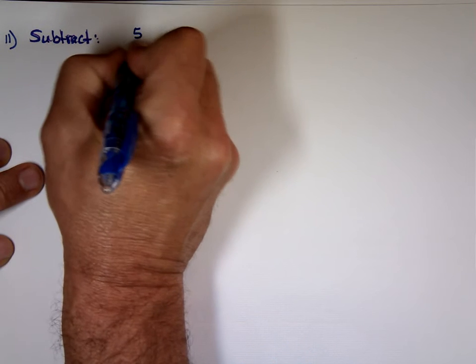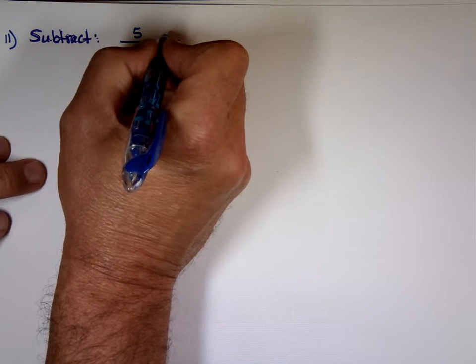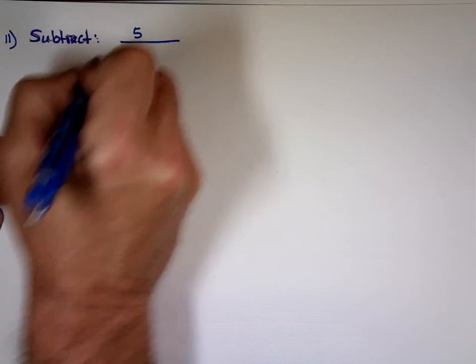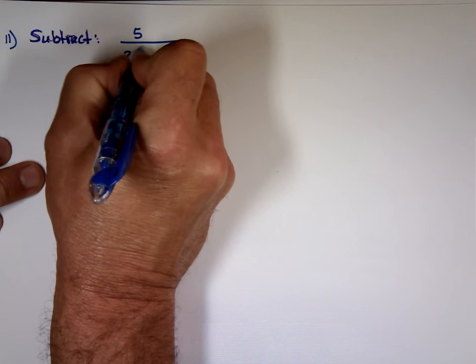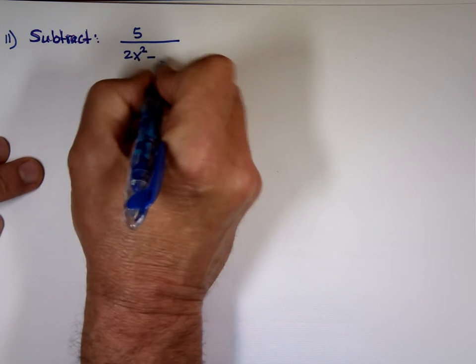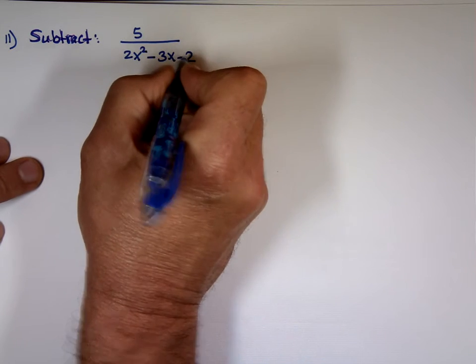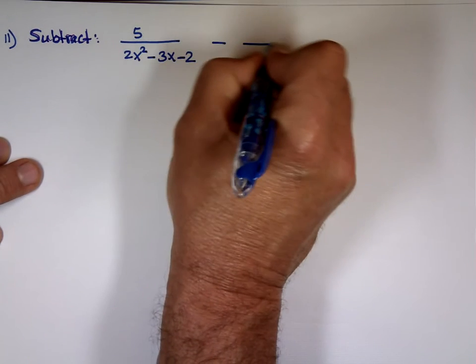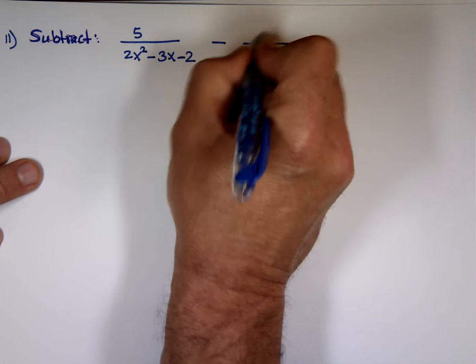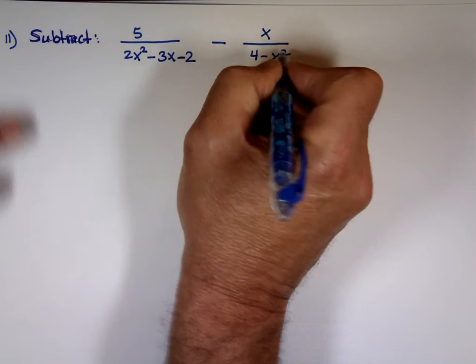Five over 2x squared minus 3x minus the 2, minus x over 4 minus x squared. Again, I need to factor each one of them.